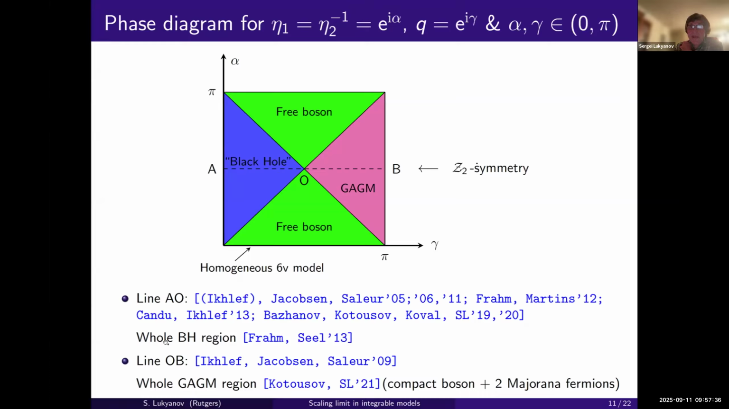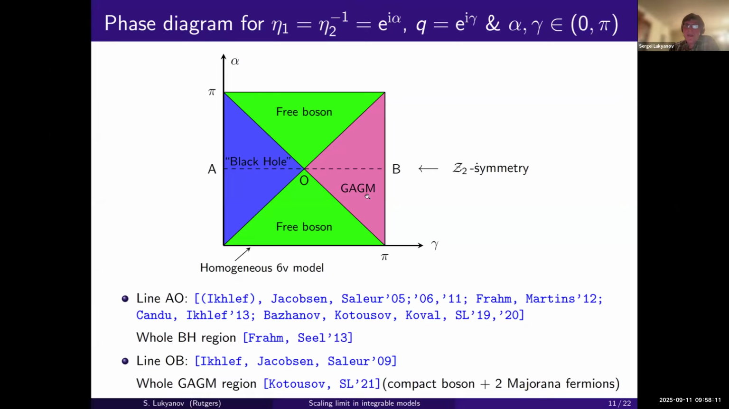And in fact, it was shown by Frahm and Seel that in this black hole domain, the blue domain, the parameter alpha is not relevant at all, and nothing actually depends on this parameter. So in principle, once you study the universal behavior on the segment AO, then you are actually done. Everything is more or less immediately translated to the whole triangle.